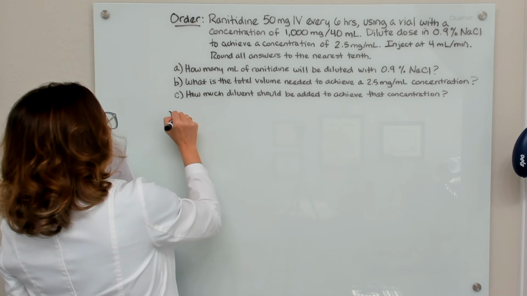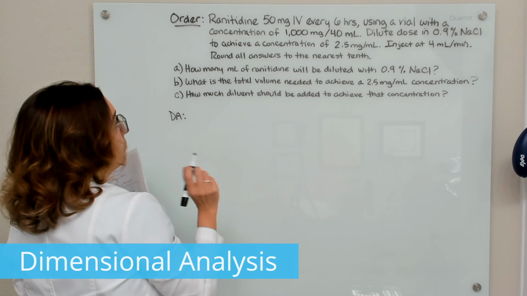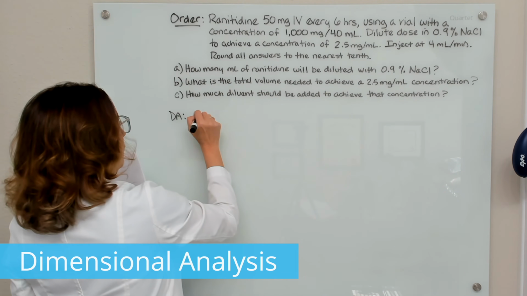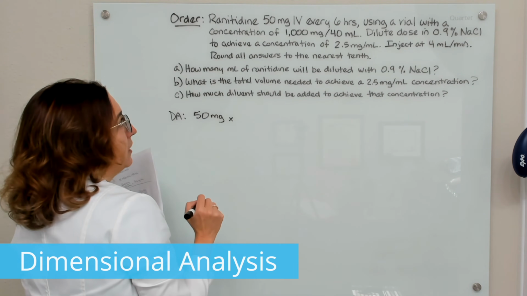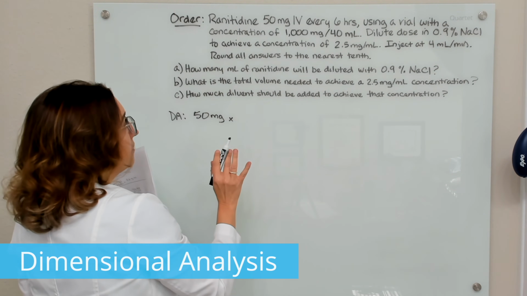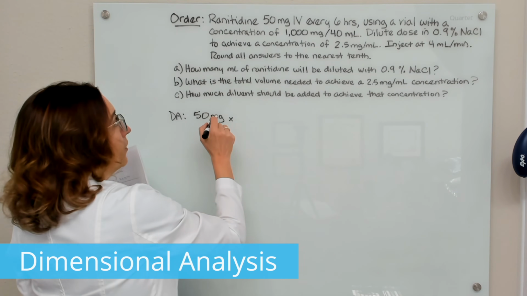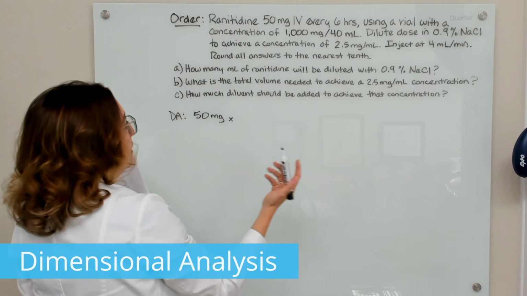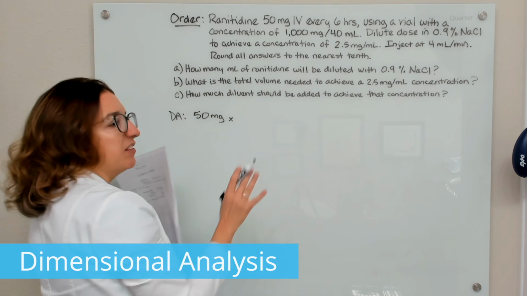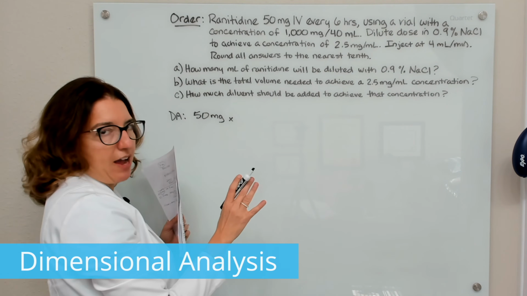So using dimensional analysis, we want to first write down what's ordered, which is 50 milligrams. And we want to make sure that we have the same units of measure from what's ordered and our available concentration. And we do. They're both in milligrams. So we're good to go there. We don't have to multiply times any conversion factor.